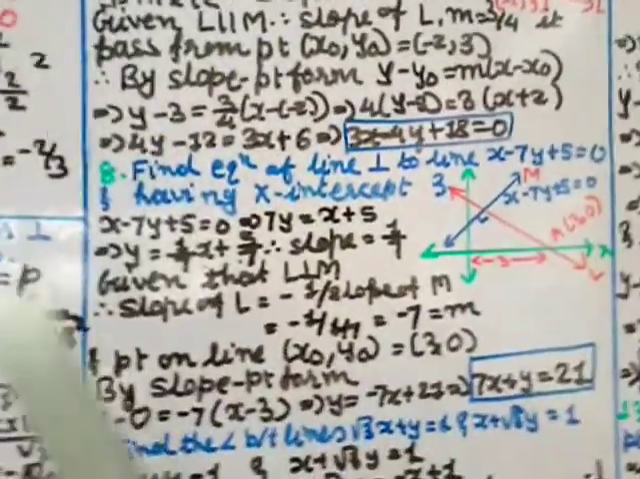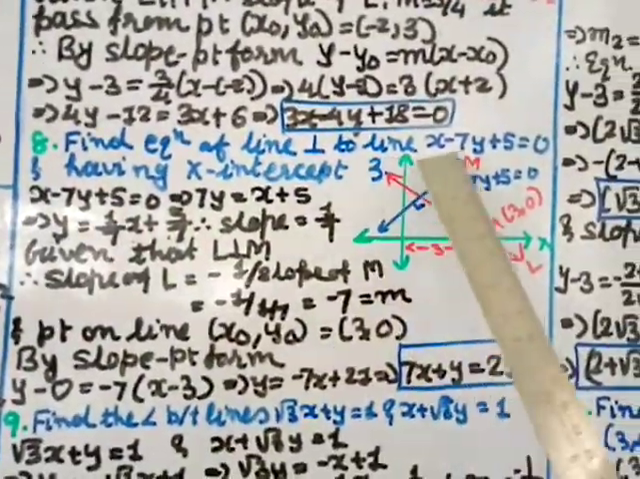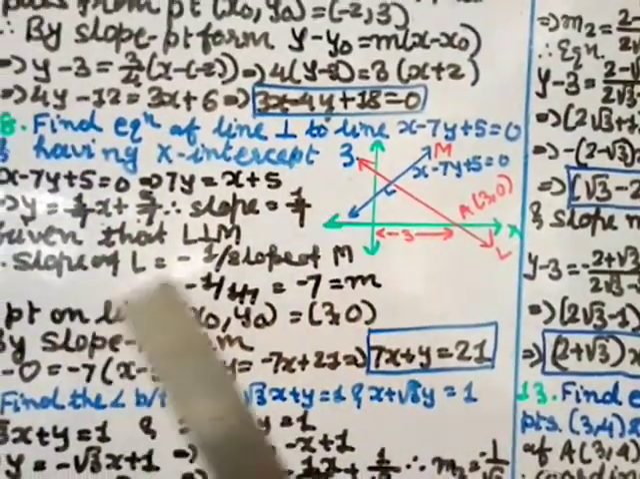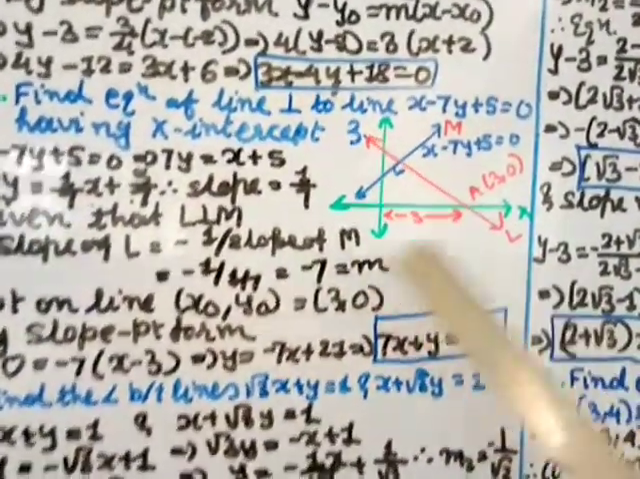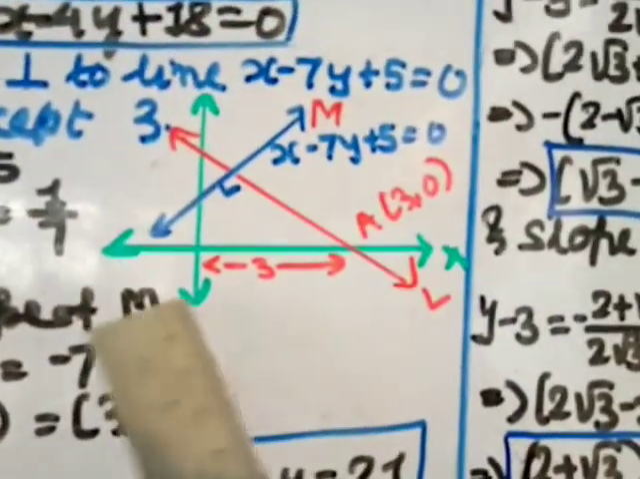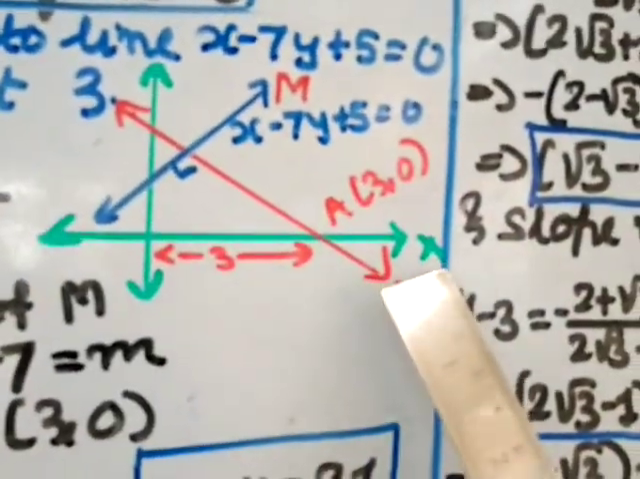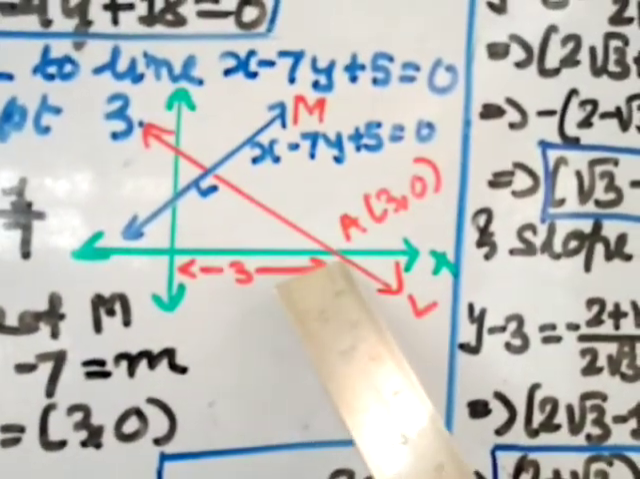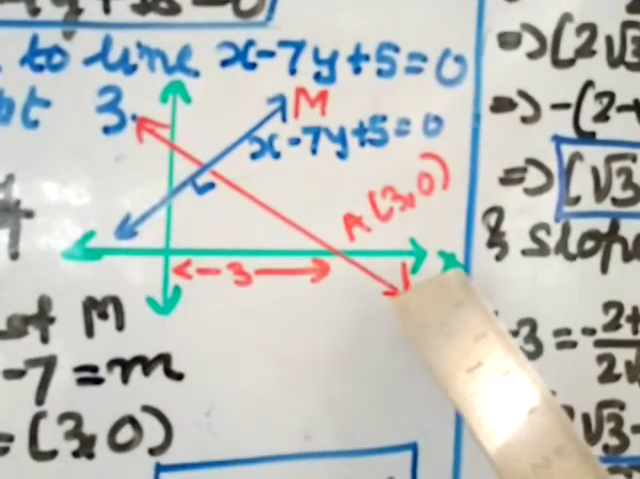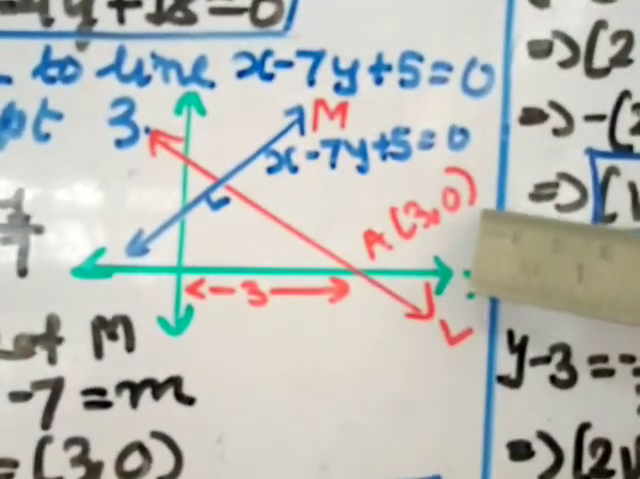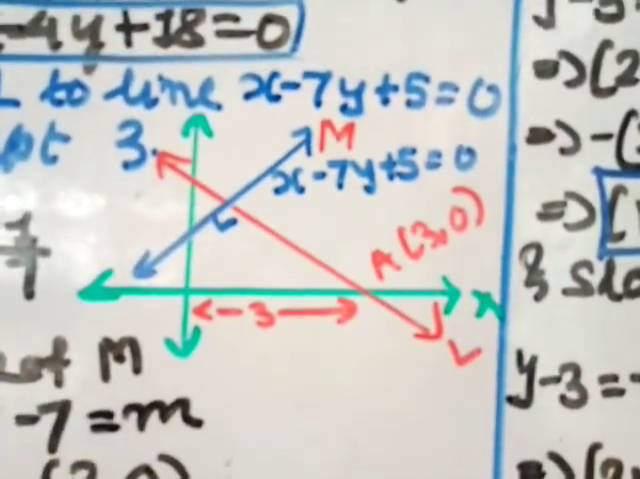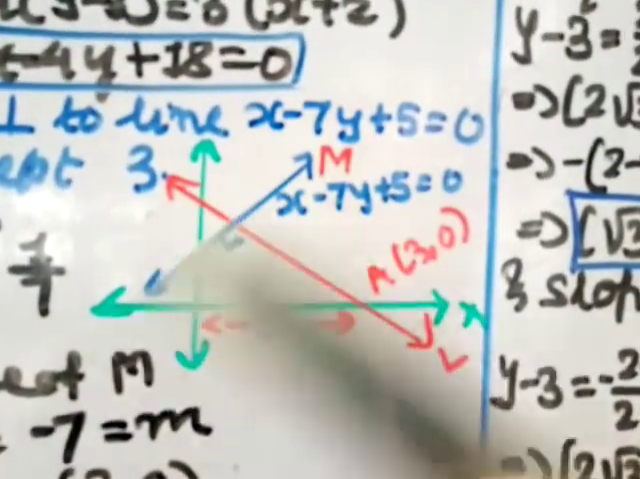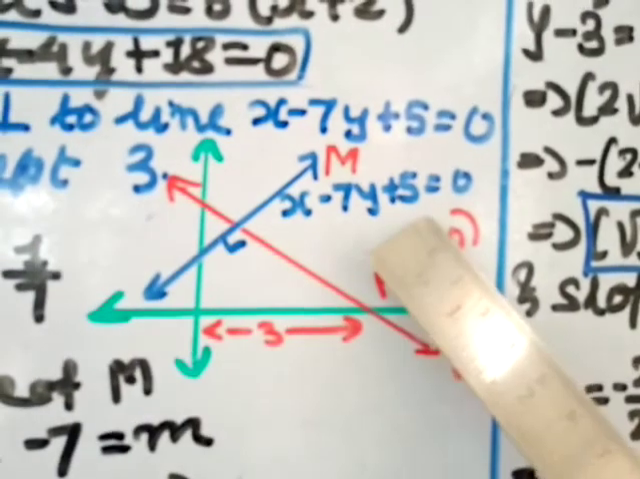Question number 8, find equation of line perpendicular to the line x minus 7y plus 5 equal to 0 and having x intercept 3. So this is a line L. Its x intercept is 3, so it is cutting the x axis from the origin at distance 3. So if I write the coordinate, since it is on x axis, y coordinate is 0 and x will be 3. So A will be (3, 0). And this line is perpendicular to the line given to us, x minus 7y plus 5 equal to 0.